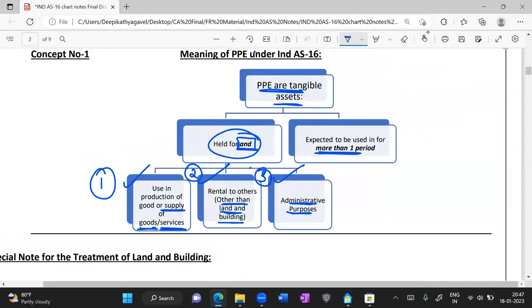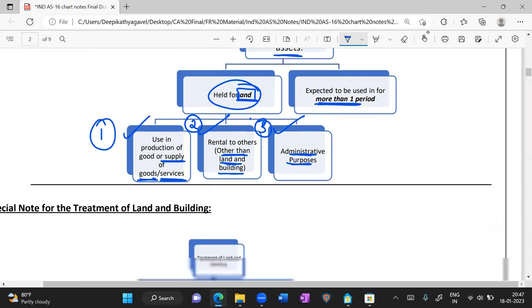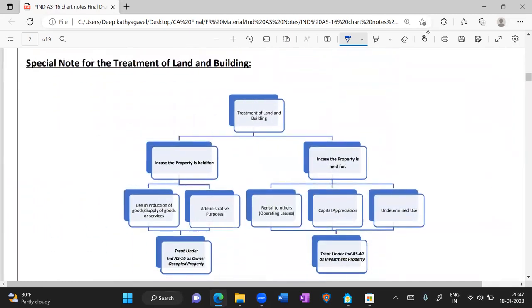So if a tangible asset is held for use in production of goods, supply of goods, or supply of service, or it is being used as rental to others other than land and building, or if it is used for administrative purposes, and we expect that particular tangible asset is going to be used for more than one period, then it will fall under the definition of PPE under IND AS 16. I hope the definition part is very clear.